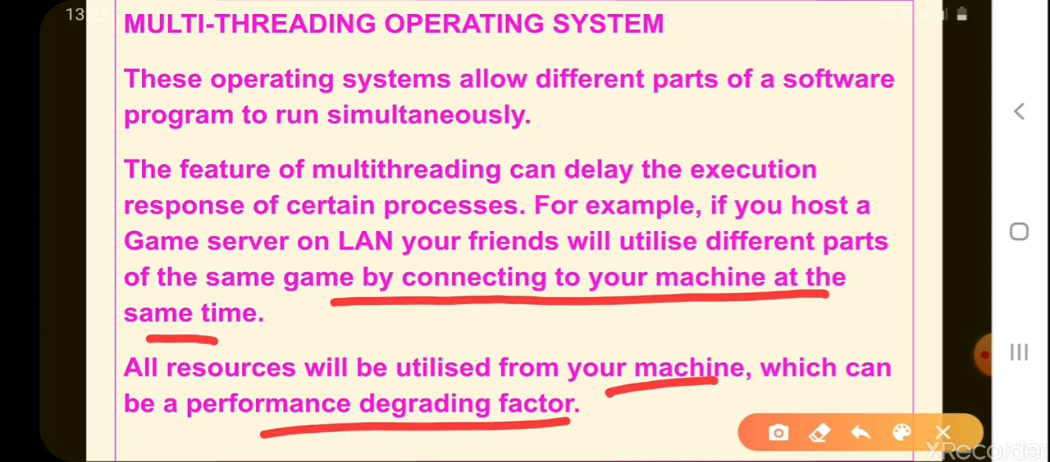So these types of operating systems are called multi-threading operating systems. The common examples of such operating systems are Windows XP, Windows 7, Windows 8, Windows 8.1, Windows 10, Unix and Linux, and there are many other examples.